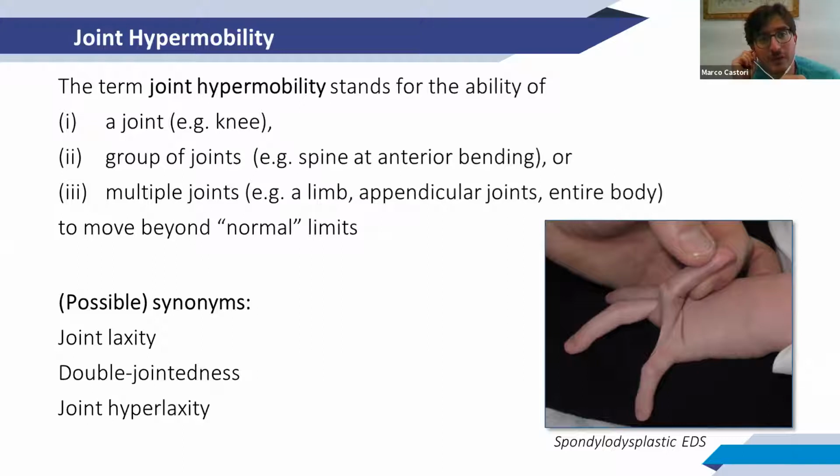And this term stands for the ability that a joint, a group of joints, or multiple joints, sometimes representative of the entire musculoskeletal system, have to move beyond normal limits. In the literature, you can find some terms that often are used as synonyms of joint hypermobility, including joint laxity, double jointedness, and joint hyperlaxity. It's true, joint hypermobility is a leading feature of the EDS community, but joint hypermobility is not EDS.